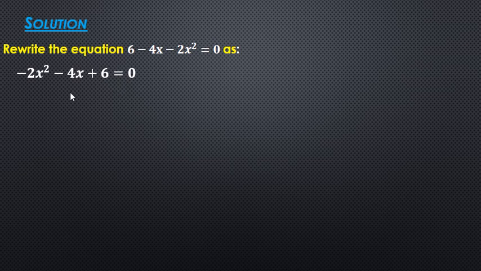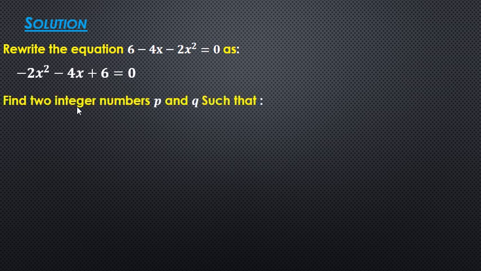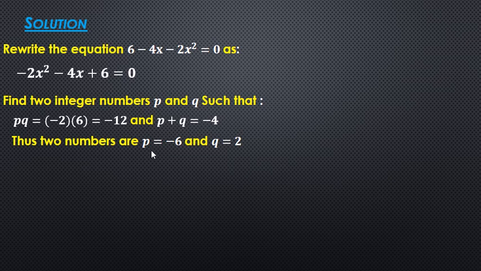Then to find the solution set of this quadratic equation, you must find two integers whose product is what? Minus 2 times positive 6, which is equal to minus 12, and p plus q which is equal to minus 4, which is the coefficient of x. Then those two numbers are p which is equal to minus 6 and q is equal to 2.